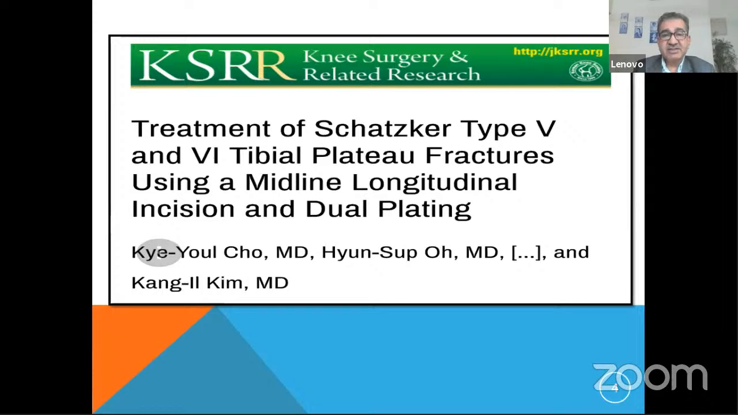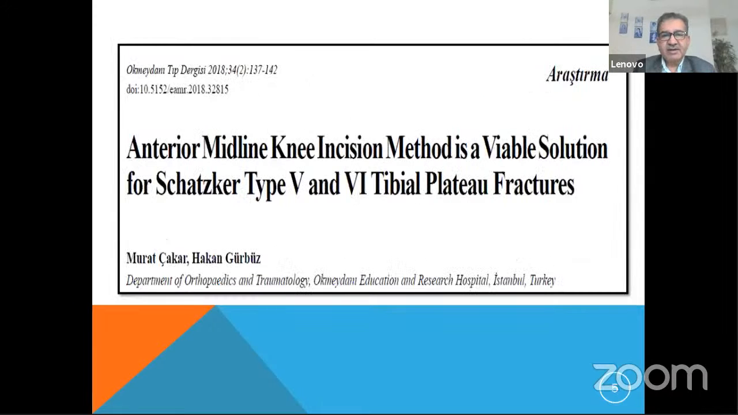There are very good articles and few papers from South Korea. They have described this as a viable treatment for Schatzker type 5 and 6 tibial plateau fractures. And another from Europe, where they've used an extensile anterior approach for central depression, ACL avulsion, and tibial spine fractures. Along with the proximal tibia fractures, they have also, through this approach, done open reduction.